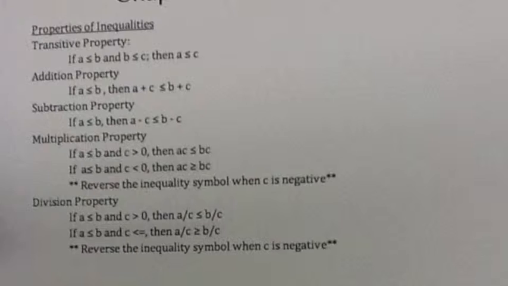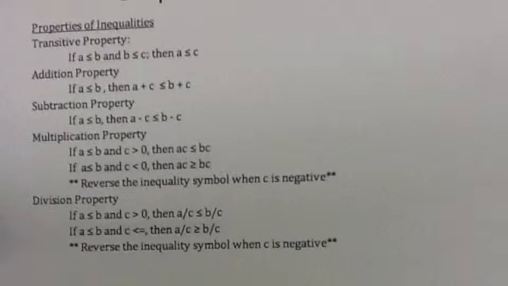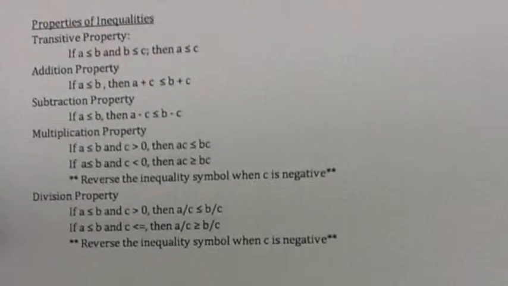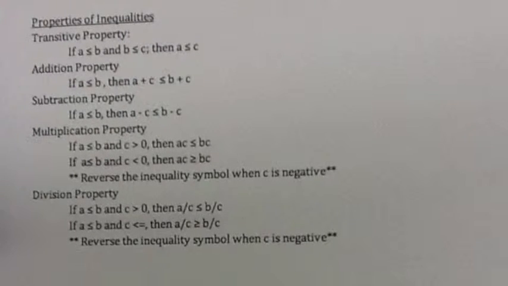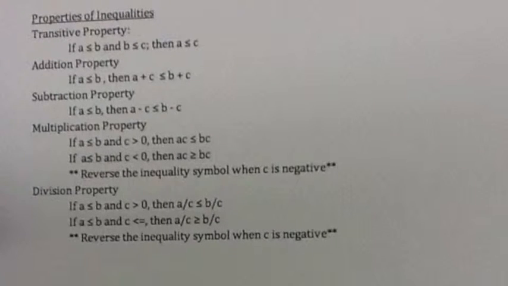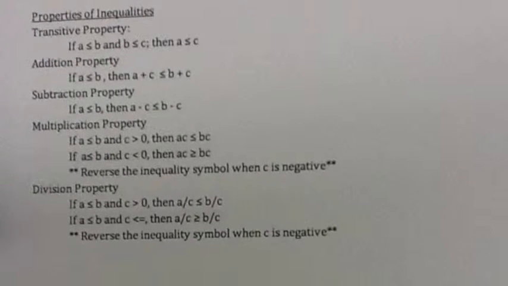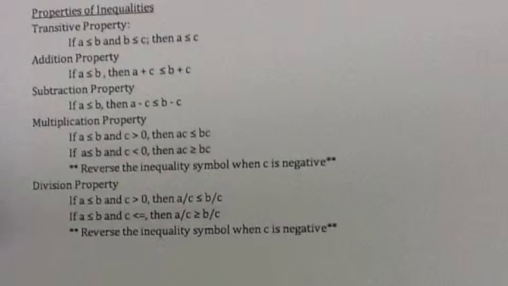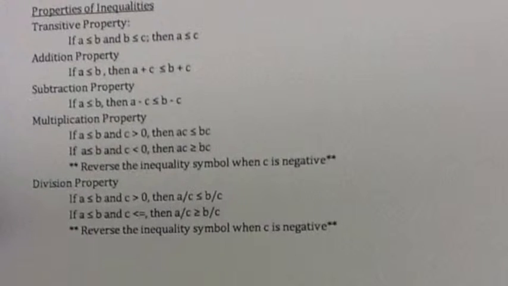The division property: if A is less than or equal to B and C is greater than 0, then A divided by C is less than or equal to B divided by C. If A is less than or equal to B and C is less than 0, then A divided by C is greater than B divided by C. Also, again, remember to reverse the inequality symbol when C is negative.